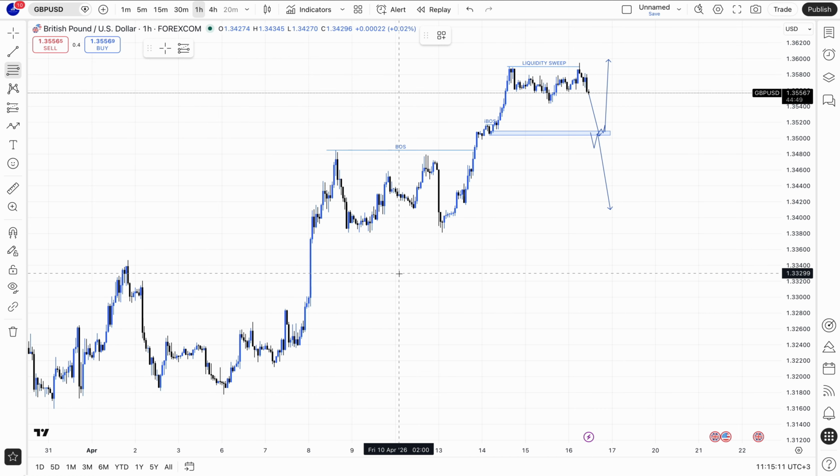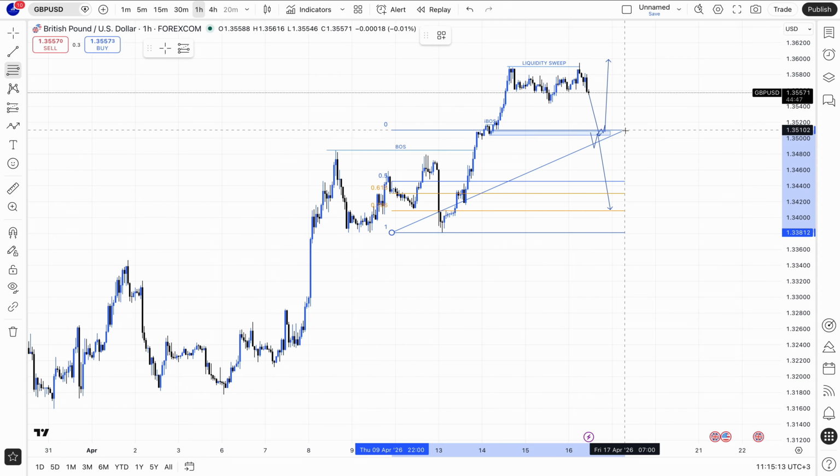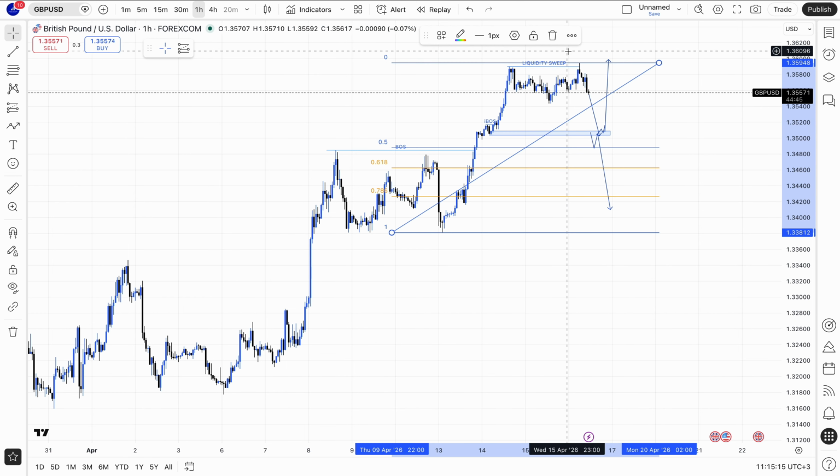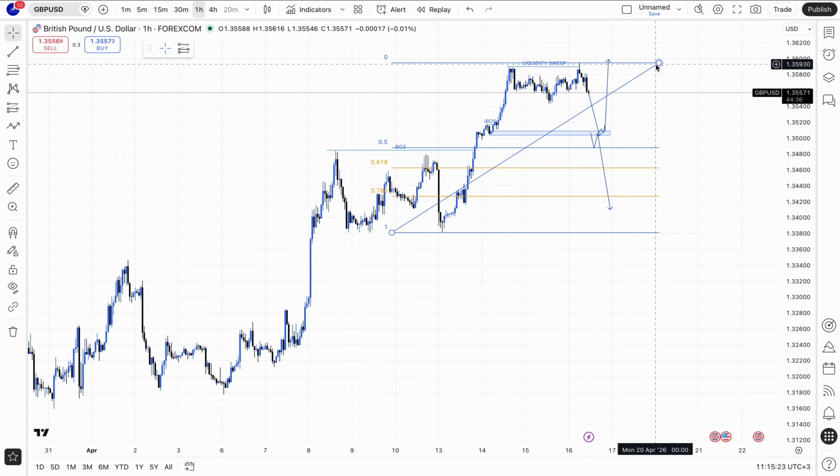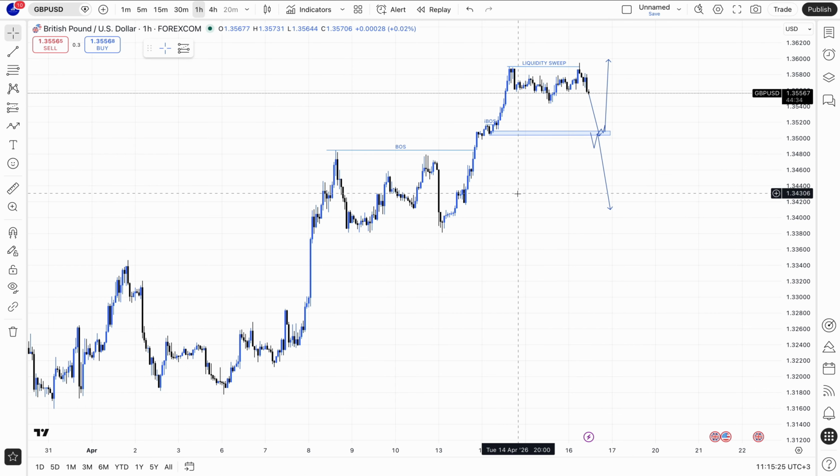So from here you can see that the price didn't rebalance this area, but still it can rebalance this area when it comes back to this order block and it breaks it. Then it comes back to our 50% discount zone. So that's it for GU.